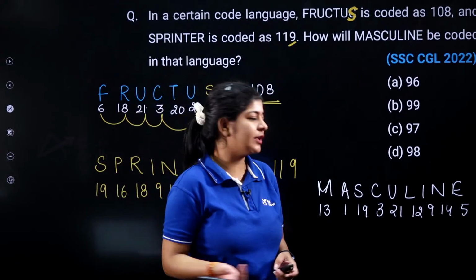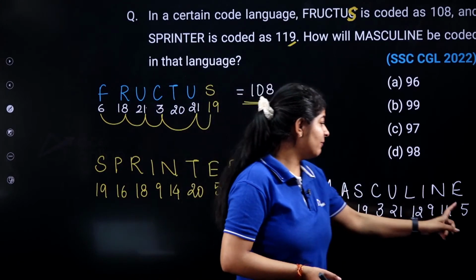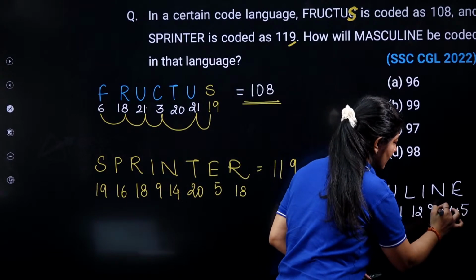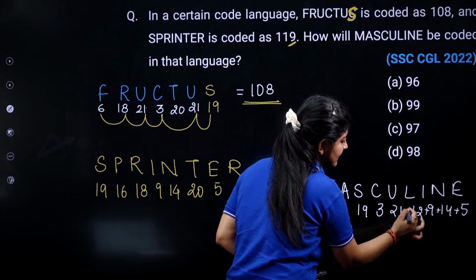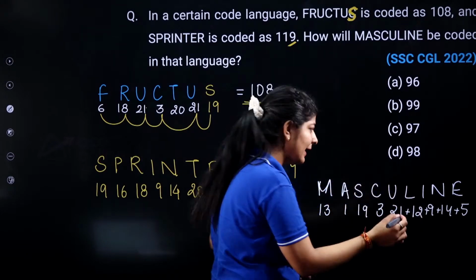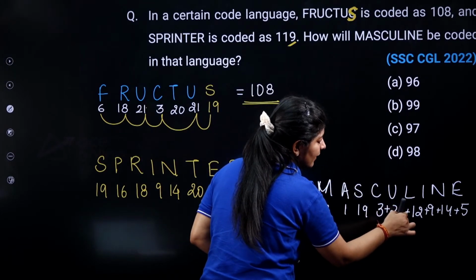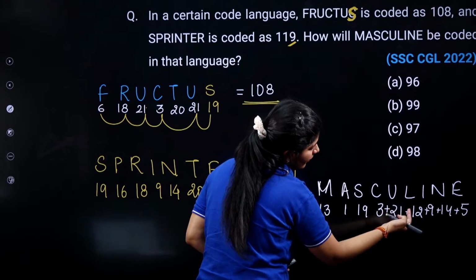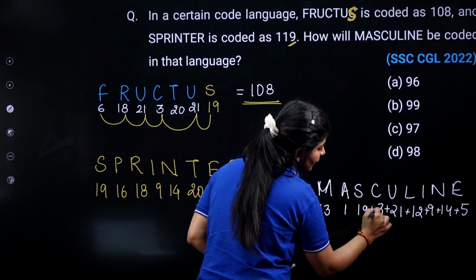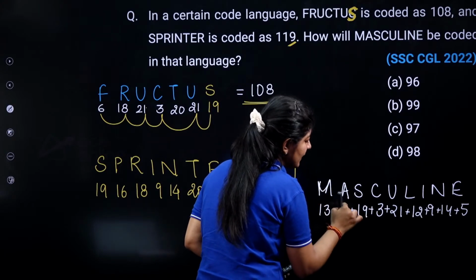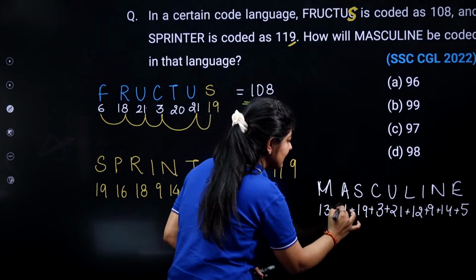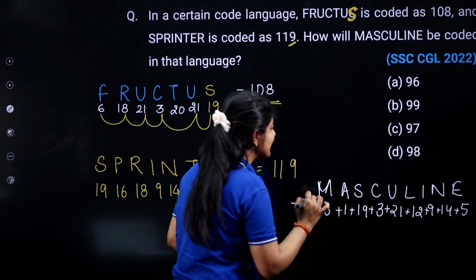So we will go with the unit place value. 5 plus 4, that is 9. 9 plus 9, 18. 18, that is 8. 8 plus 2, 10. 10 plus 1, 11. 1. 1 plus 3 that is 4. 4 plus 9, 13. 3. 3 plus 1, 4. 4 plus 3, 7. So at the unit place 7 will come.